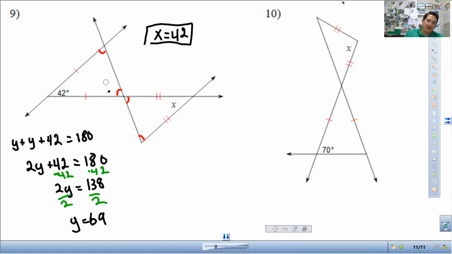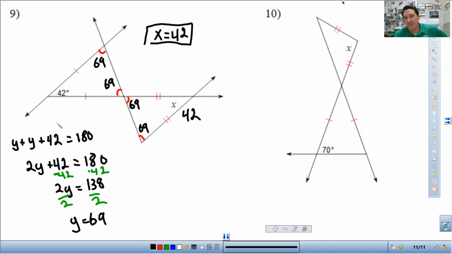So since these y's are 69, this is 69, this is 69. That means since these are vertical angles, this is 69. These are base angles, so this is also 69. Since these angles are the same, this has to add up to 180. This is also going to be, you can just work backwards to there.